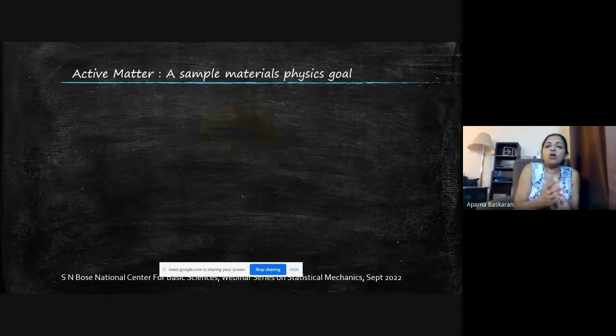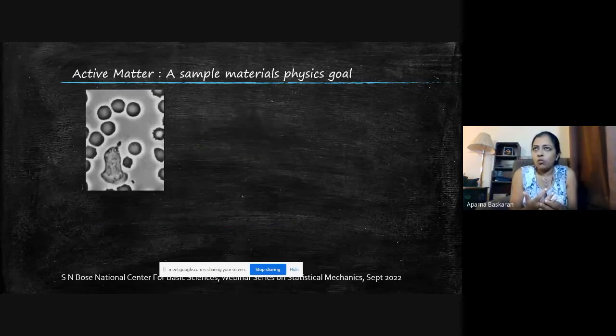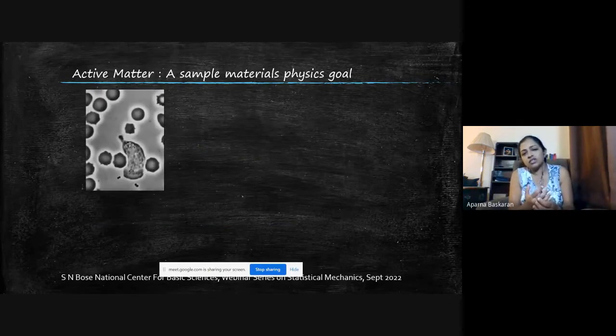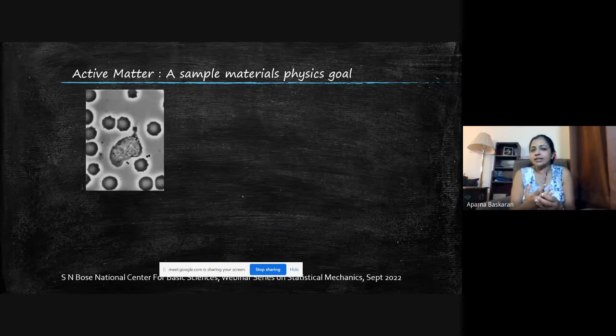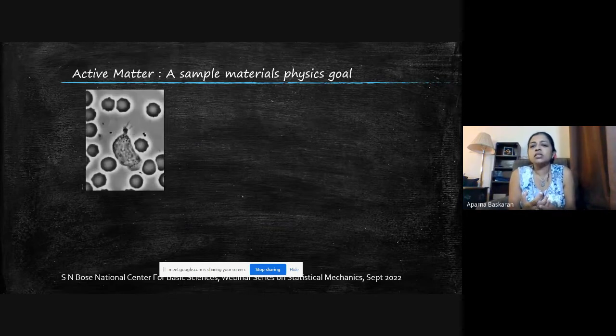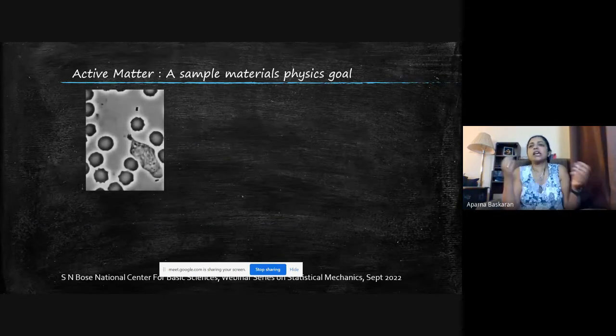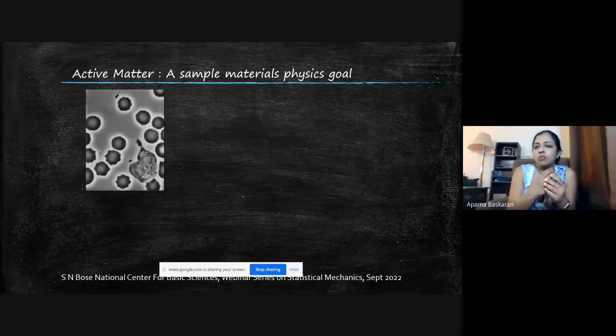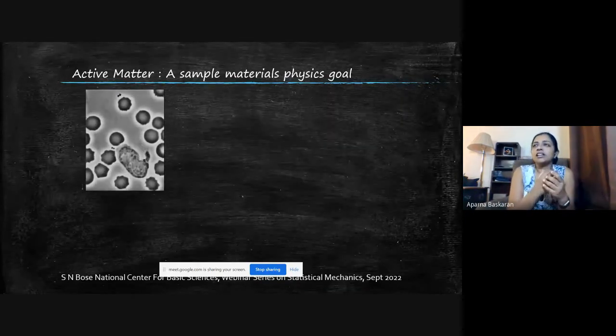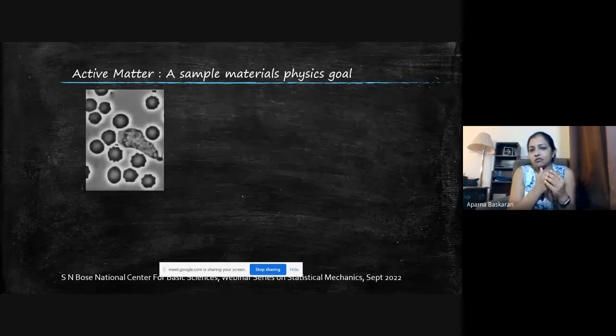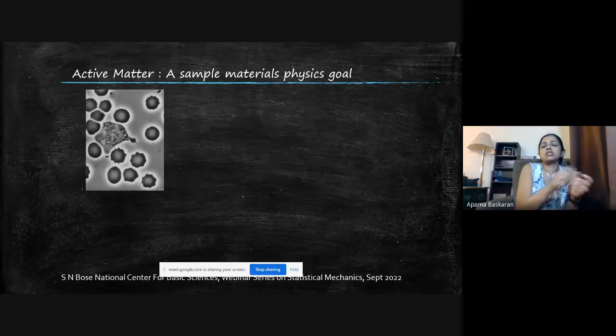Okay. I hope I have made a case for what the class of systems I'm studying is and why they are interesting. Now, let me give you a sample materials physics goal. I was saying, okay, I want to make materials that have lifelike properties, right? So let's quantify that into one goal that we can set for ourselves. I want to make myself one of these smart bags.